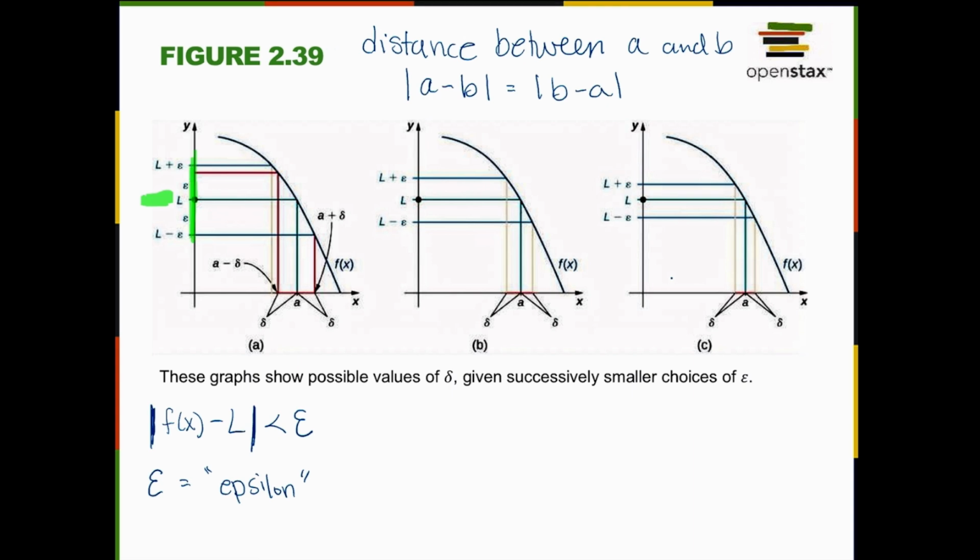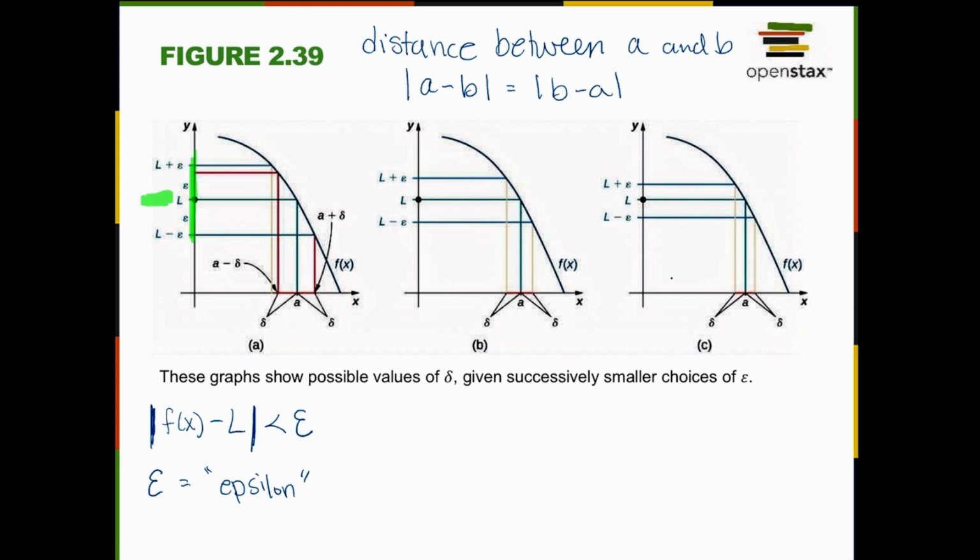So epsilon typically in mathematics represents a small positive number, and we usually use that to tell us how close we are to something. So it's just a symbol, just like we use X or we use Y, but a lot of times it has a certain meaning. Epsilon typically means we're looking at a small distance, okay?